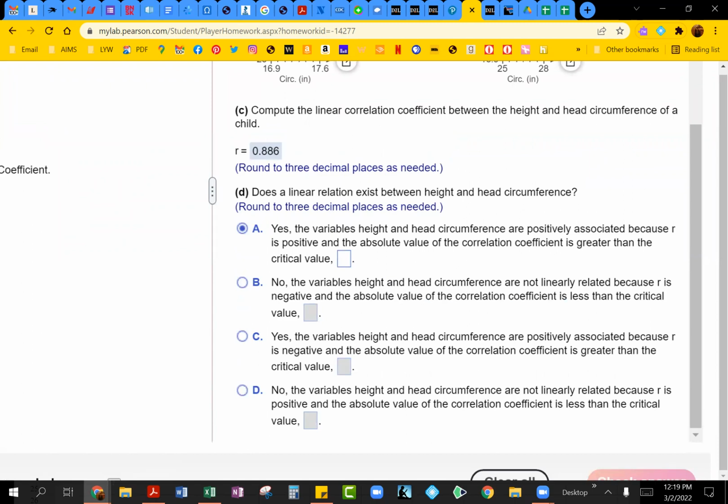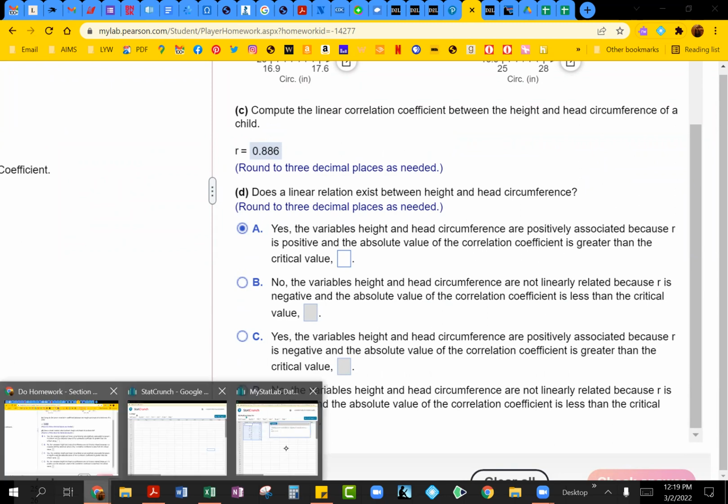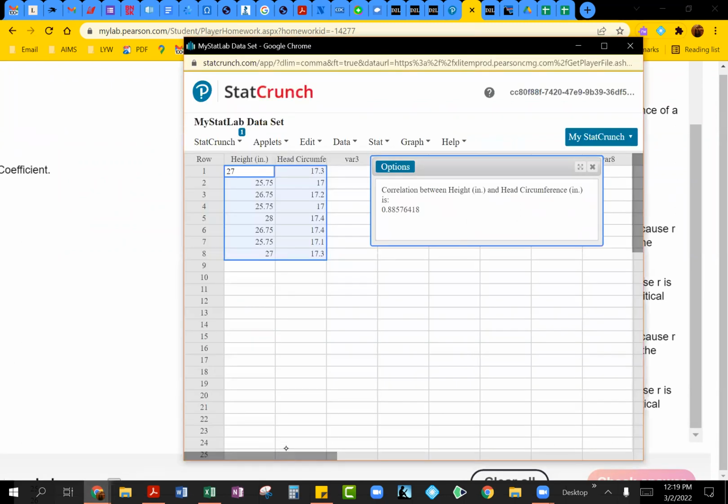Okay, and then let's see our critical value. Oh, I'm trying to remember, how did we come up with the critical value? Okay, our N is equal to 8.